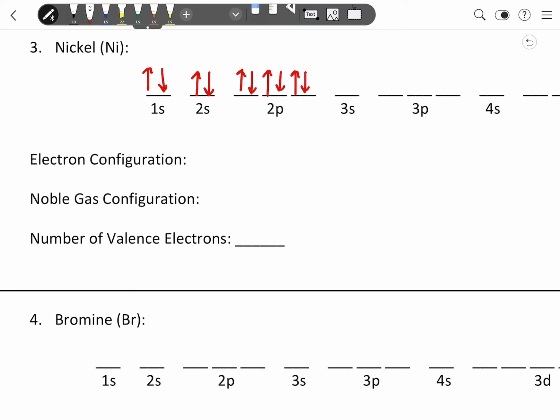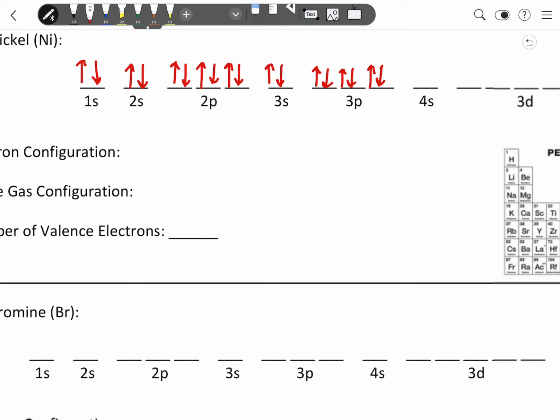And now we're on energy level 3. 3s has how many? 2. 1 up, 1 down. Then I hop on down. How many in 3p? 6. So 3 up, and then 3 down. All right, so now I'm on 4s. How many electrons in there? 2. Now remember that D is always one lower. So not 4d, it's 3d.